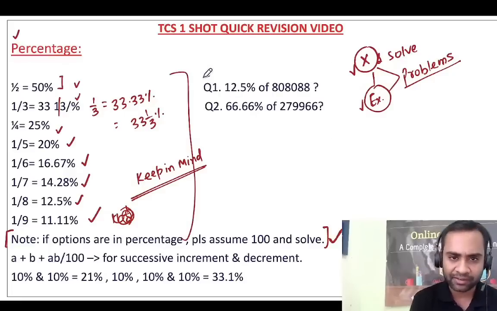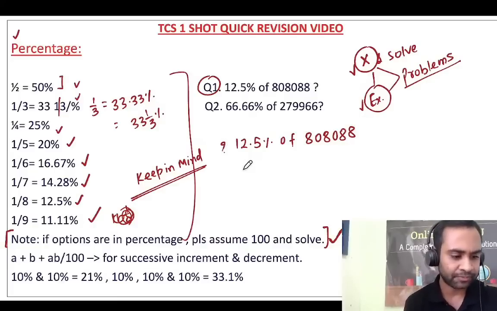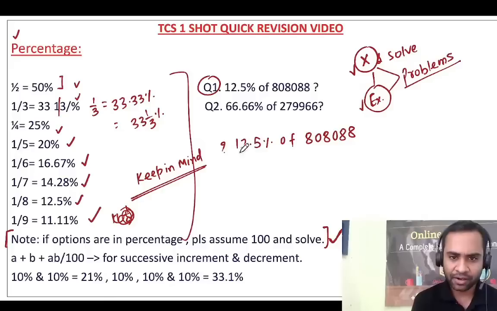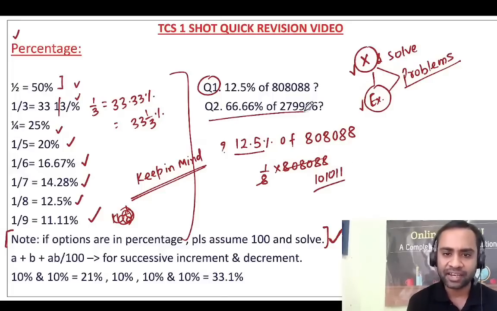Now if they ask what is 12.5 percentage of 8088, what will you say? Sir, already you said 12.5 percentage is 1 by 8. So 1 by 8 into 8088. So sir, my answer will become 1011.